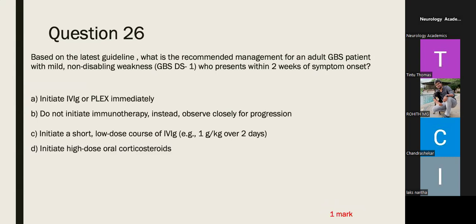Question 26. Based on the latest guidelines, what is the recommended management for an adult GBS patient with mild non-disabling weakness, that is GBS disability score 1, who presents within 2 weeks of symptom onset? Initiate IVIG or PLEX immediately. Do not initiate immunotherapy; instead, observe closely for progression. Initiate a short low-dose course of IVIG. Initiate high-dose oral corticosteroids.